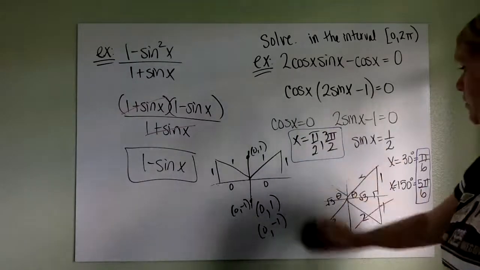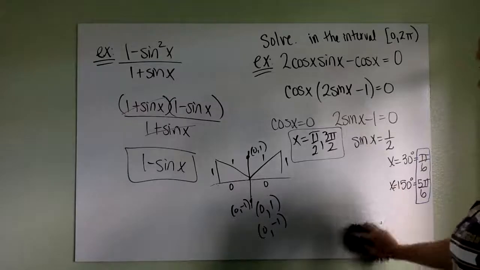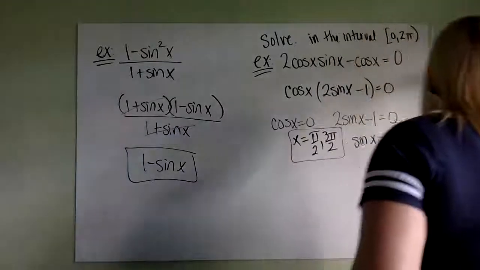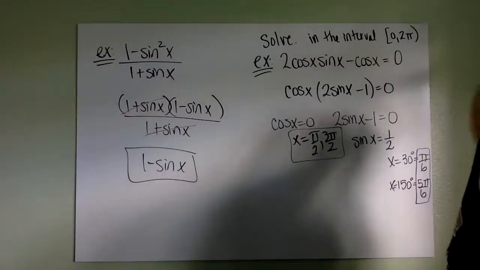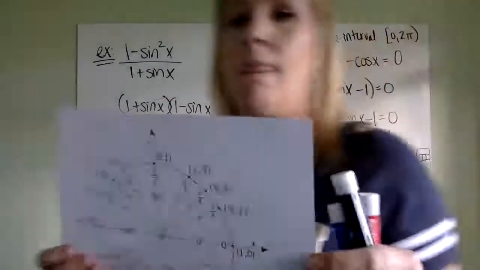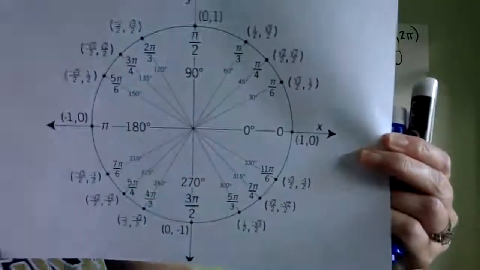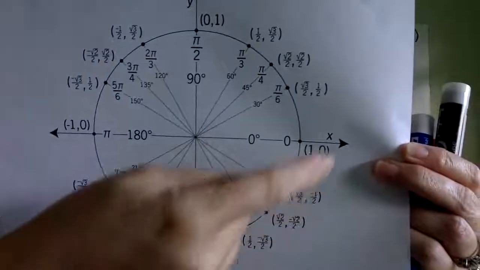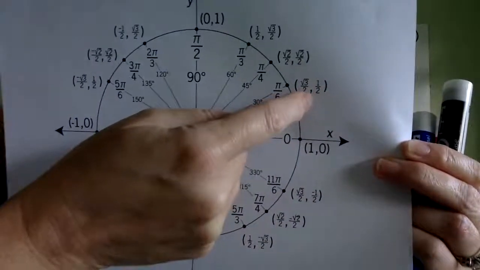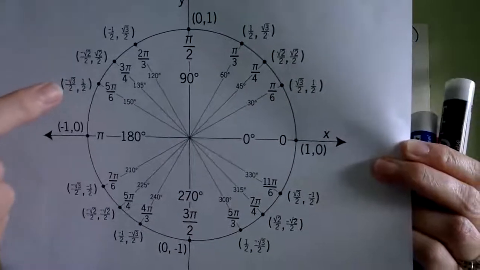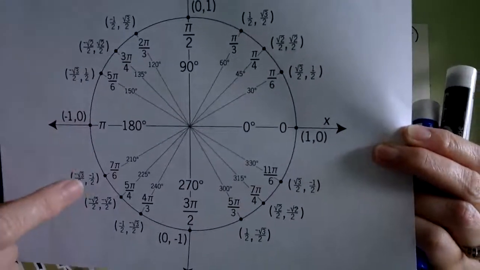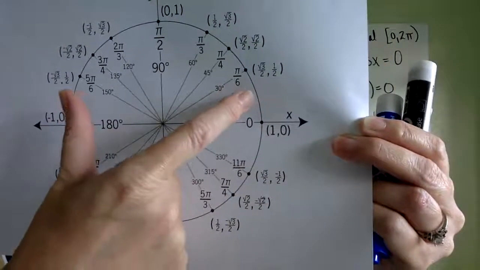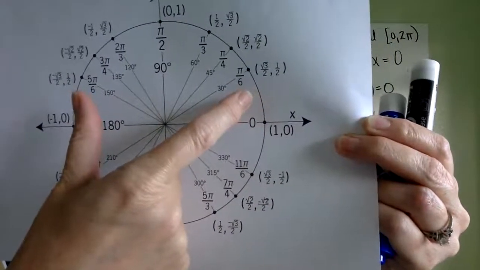The other way to do this without triangles is to use your unit circle. For the first one, we'd be looking for where the sine is equal to 1/2, and the sine is the y value. So the sine is 1/2 in this ordered pair, the sine is 1/2 in this ordered pair. Here we have a -1/2, so that doesn't work. Here we have a -1/2, so that doesn't work. So our two answers would be pi/6 and 5pi/6, those two angles right there.